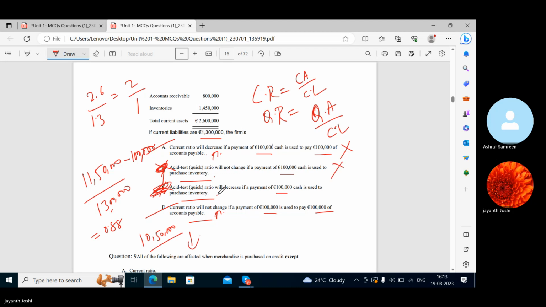Third option. Acid test ratio will decrease if payment of 1 lakh is used to purchase inventory. 100% correct. 10,50,000 by 13 lakhs, or 10.5 by 13 if you do, your ratio is decreasing. So I got my answer.